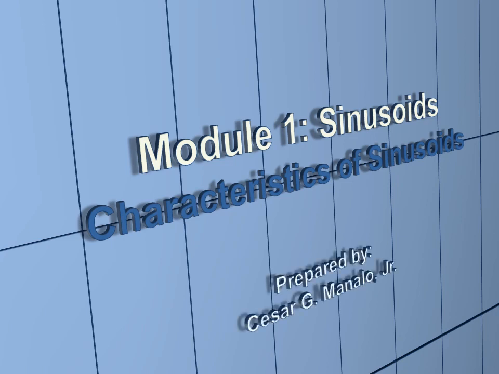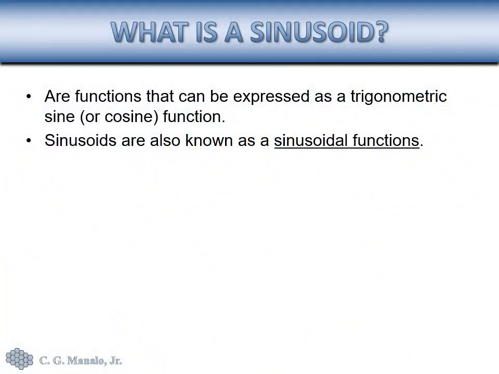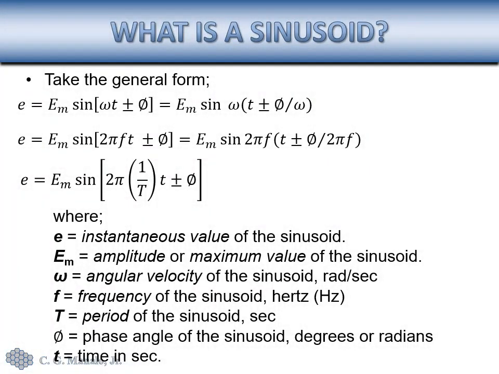In this module, we're going to discuss the characteristics of sinusoids. So what are sinusoids? Any function that can be expressed by a trigonometric sine or a cosine function is a sinusoid. Sinusoids are also known as sinusoidal functions. So how does a sinusoid look like mathematically? We can express a sinusoid this way.